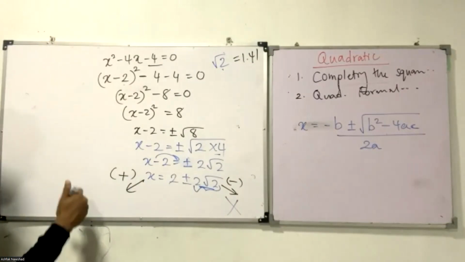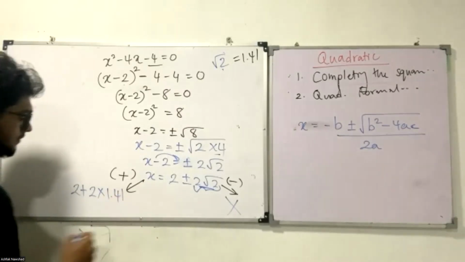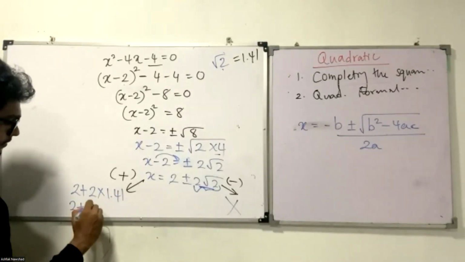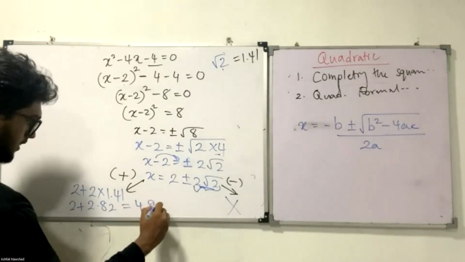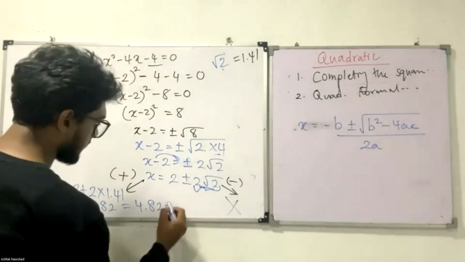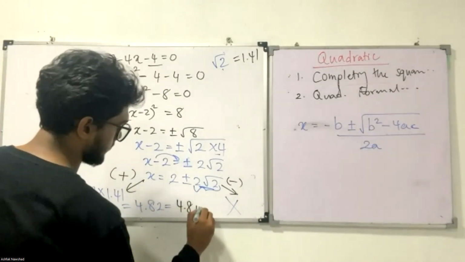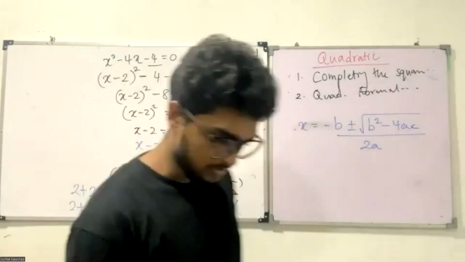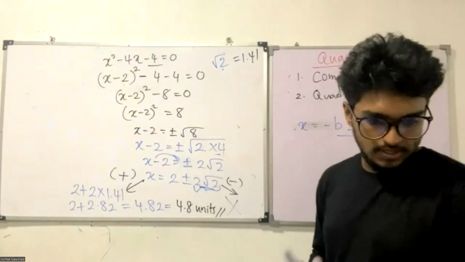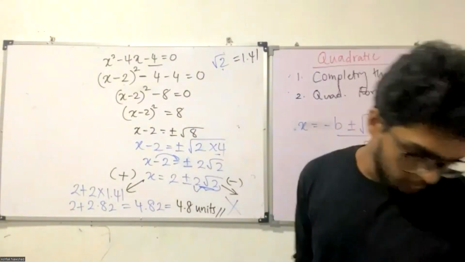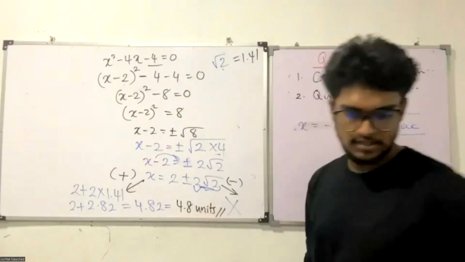So let's move on to this side. 2 plus 2 root 2, that is 2 plus 2 times 1.41, and 2 times 1.41 is 2.82. So the addition is 4.82. They need the answer to the first decimal place, so it is 4.8 units. It's not in meters or centimeters, it's in units. So the answer is 4.8 units. They need the first decimal place, we can't round this up to 5.